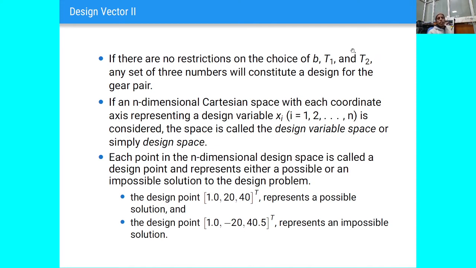So any value corresponding to B, T1 and T2. If any unique value corresponding to B, T1 and T2 will create one set of your possible solution. Like I can say that B equal to 2 centimeter, T1 equal to 10, and T2 equal to 20. So this will create one possible solution corresponding to your given problem.